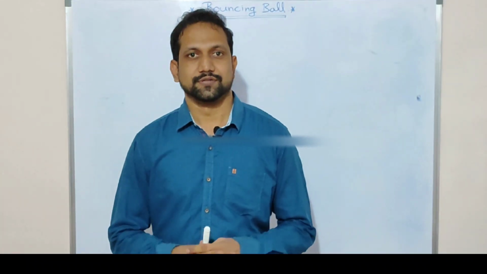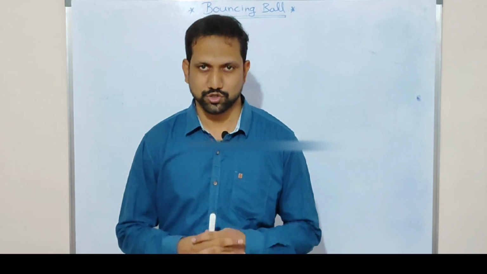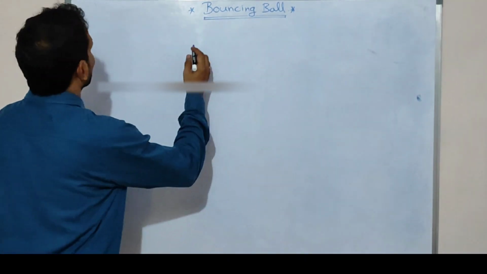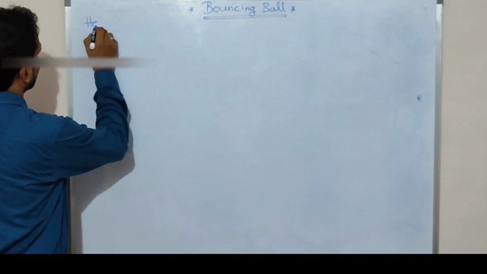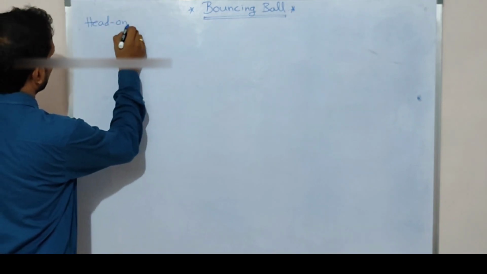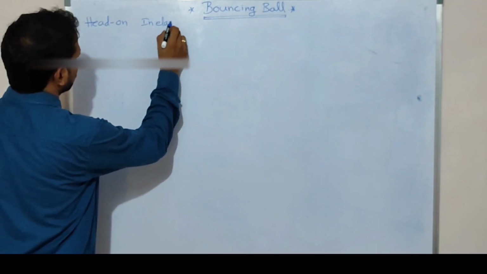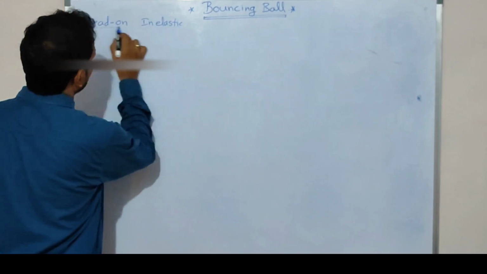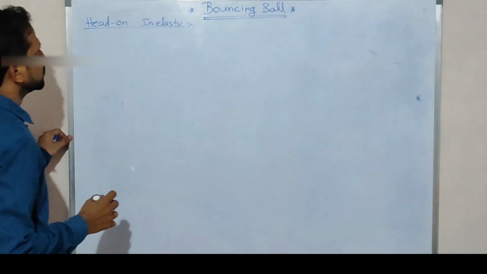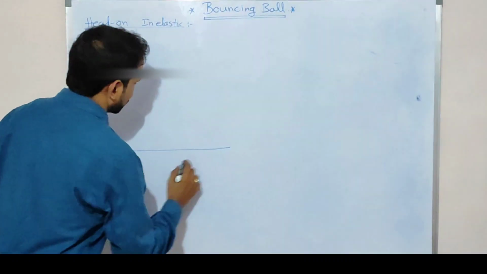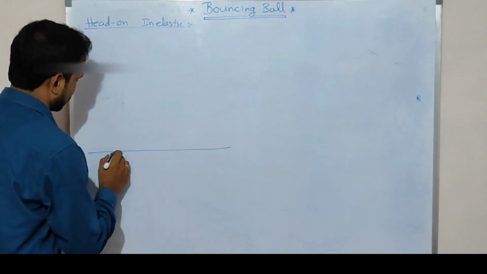Today we are going to discuss the bouncing ball, which comes under the collisions topic. This is a case where the collision is a head-on collision, and it is an inelastic collision. The problem they will give you has a rigid surface.